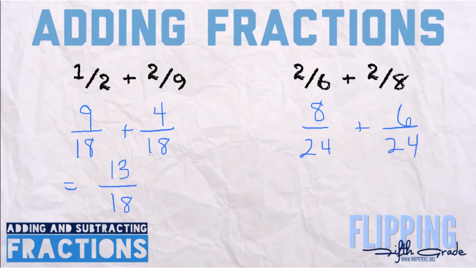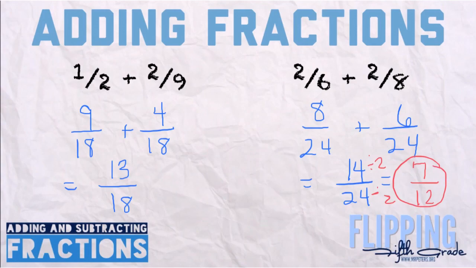Now, we can add. Remember, do not add the denominators. So we're going to drop down our 24 right away. Now we do 8 plus 6 is 14. Okay, since they are both even numbers, you can reduce this by dividing each of them by 2. So 14 divided by 2 is 7, and 24 divided by 2 is 12. So our final answer would be 7/12.